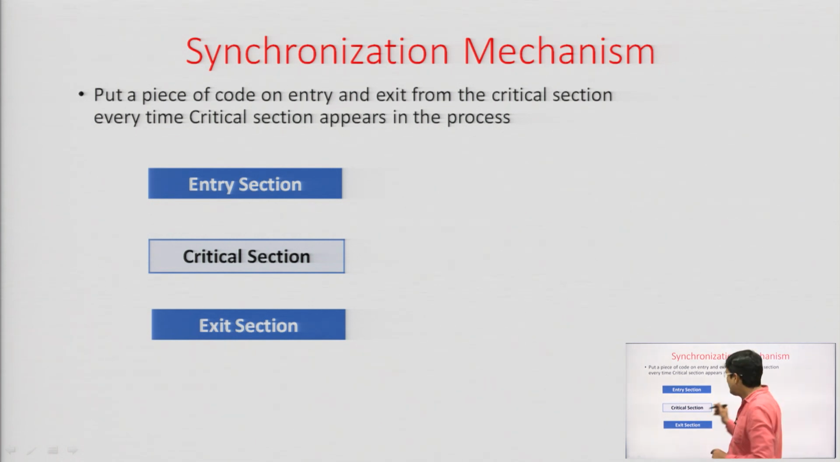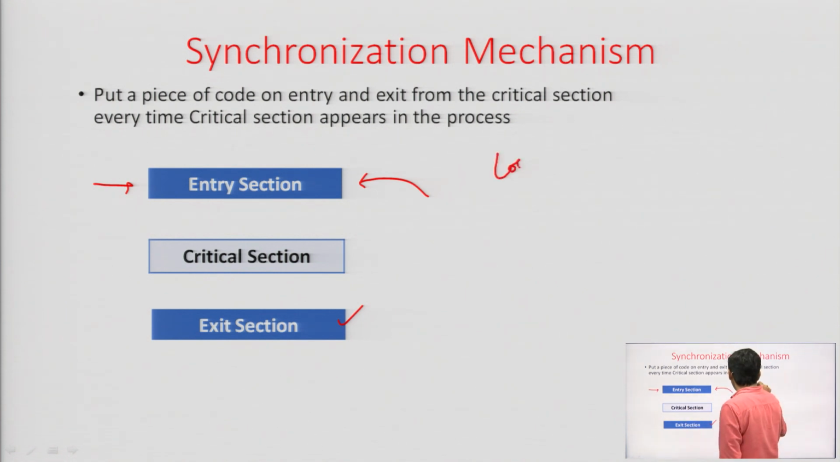The entry section is a part of the code that applies some conditions before entering into the critical section, or some conditions are checked while entering or having access to the critical section. Some variables are set, some values are set, and while exiting the critical section, the exit section code is executed, and those conditions which were applied in the entry section will be removed.